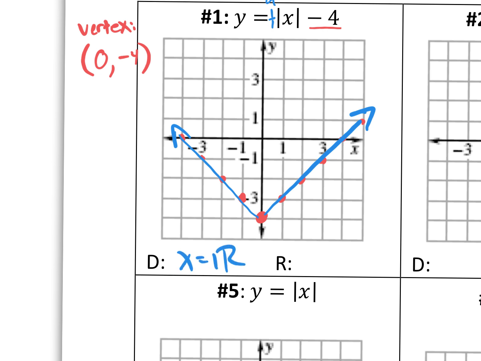Okay. Now this range is at -4 and above. And we're talking about y values here. Y is greater than or equal to -4.